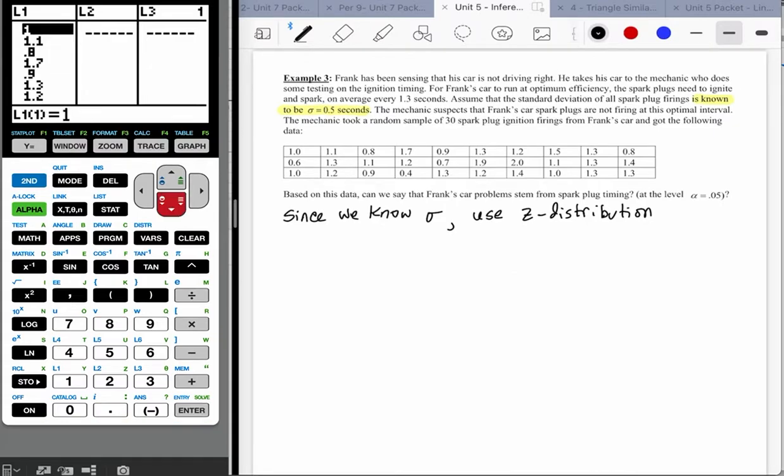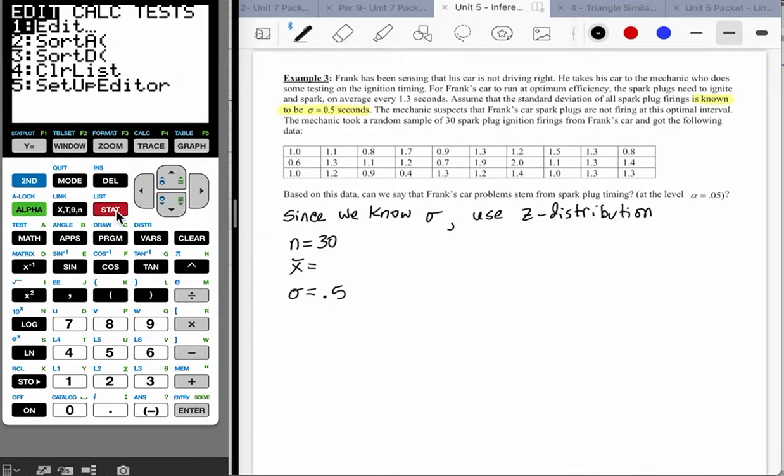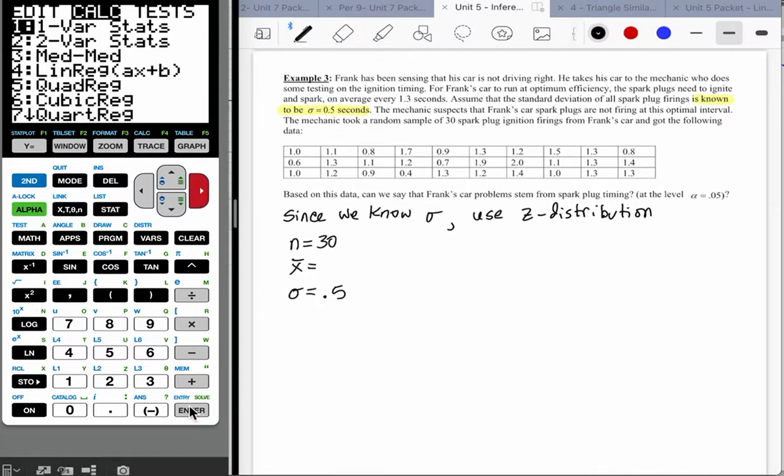Data in. Now I need the mean. I don't need the sample standard deviation because we're assuming the population standard deviation of 0.5. So I need an x bar for the n value of 30. X bar is going to be whatever it ends up being. We'll take a look at that in a second. Sigma is 0.5 seconds. All right, so we could run the numbers in terms of one variable statistics, stat calc, one var stats.